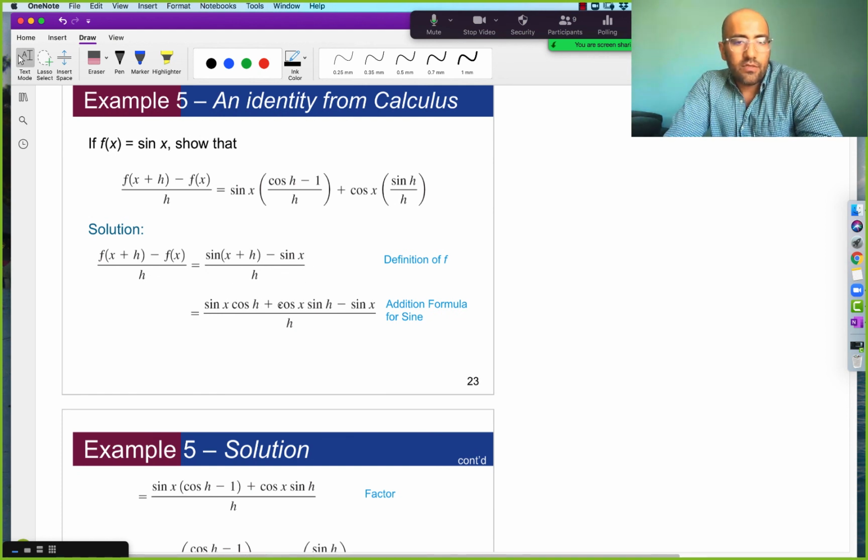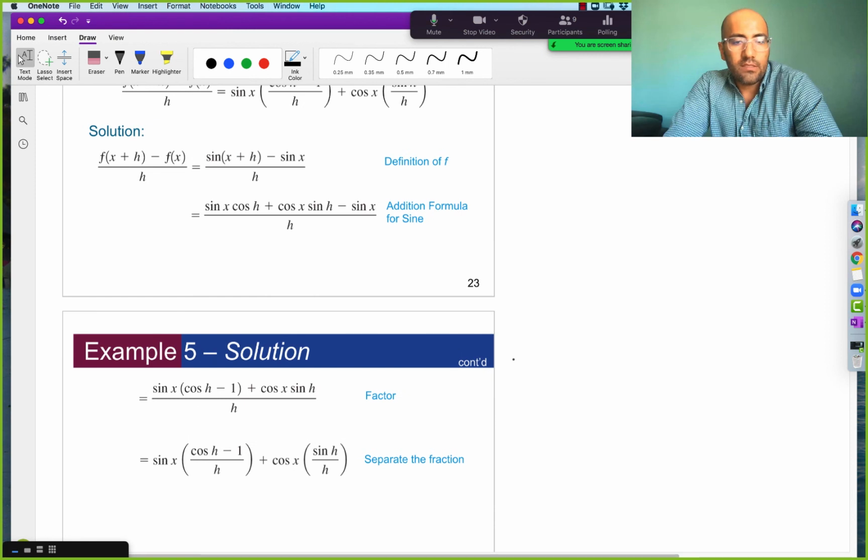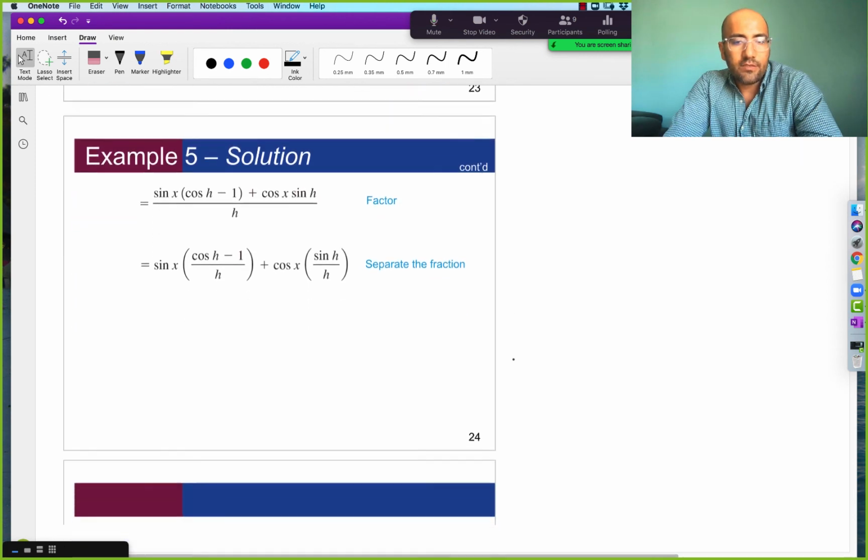Sin x cosine h, cosine x sine h. Factor out the sine, and get the same answer.